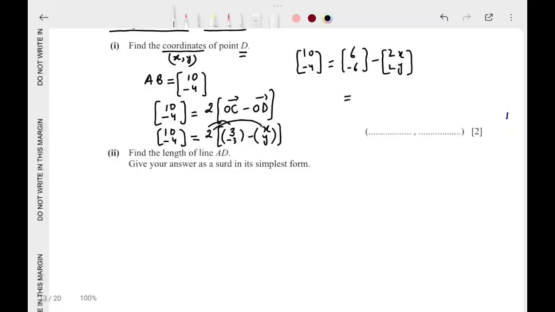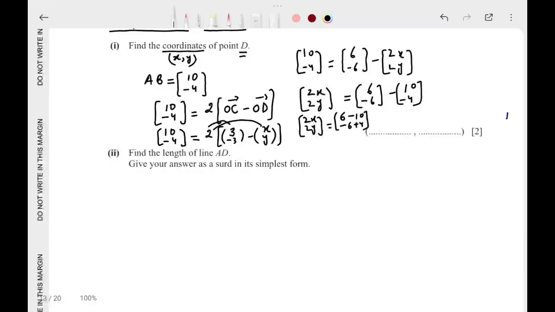It would be 2x, 2y is equal to 6 minus 6, and minus 10 minus 4. 2x, 2y is equal to 6 minus 10 minus 6 plus 4.